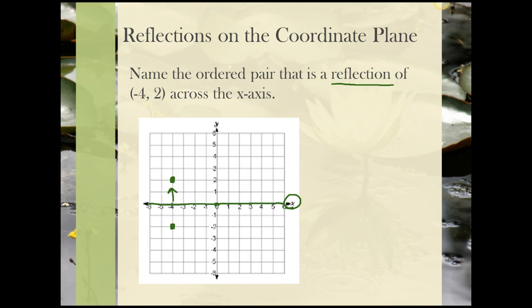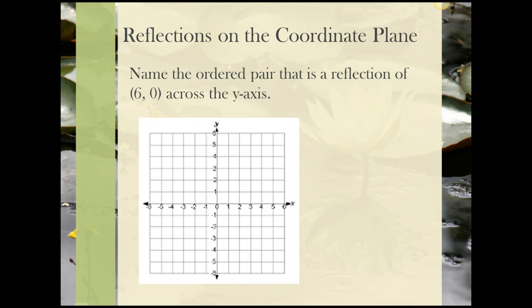We can see that both of these dots are 2 units away from the x-axis, and they are both at -4. The ordered pair that is a reflection of -4, 2 across the x-axis is -4, -2. It is the y value that changes because we've moved down on the y-axis to get across the x-axis. When you cross over the y-axis, it is the x value that changes.